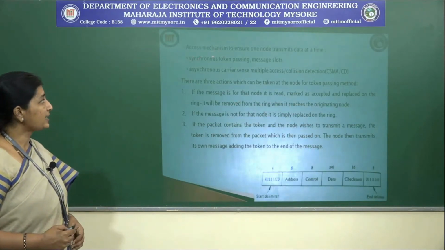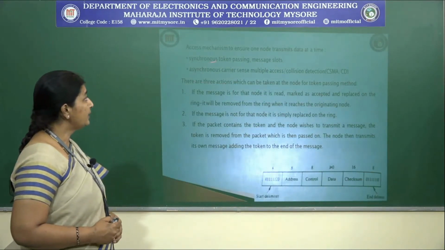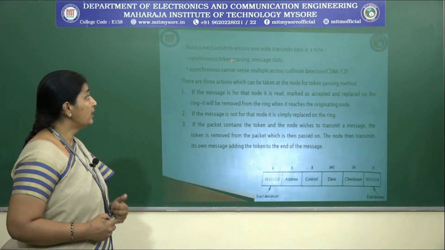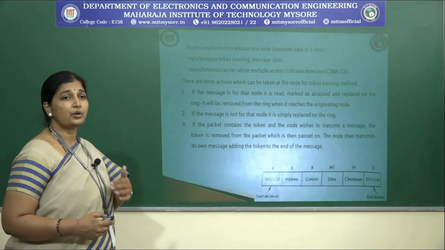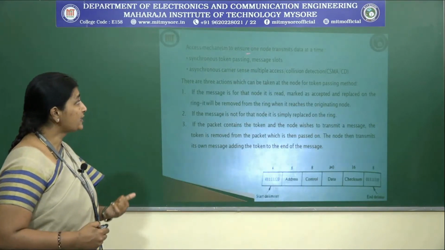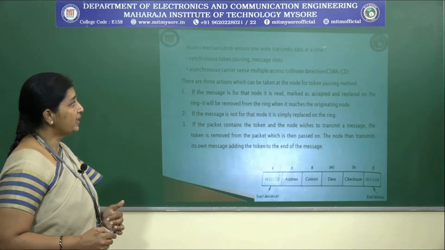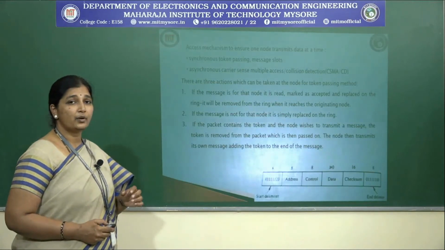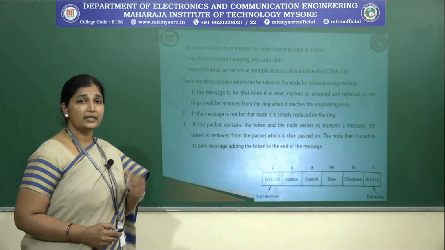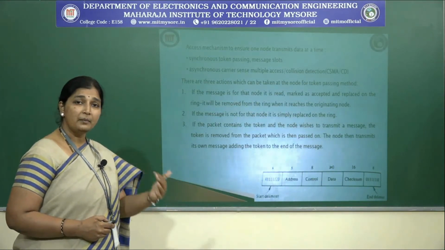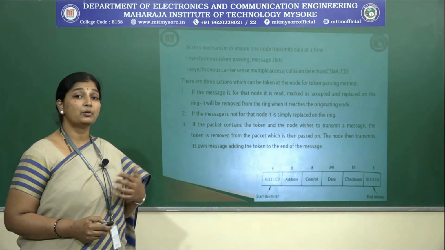And coming to the access mechanism, how you are going to access the data in case of a token ring. You can have either a synchronous token passing message, or message slots, or it can be a simple token. So if you want a simple access mechanism, it is to ensure one node transmits data at a time. Why we are going for access control is because if you have 2 or more nodes trying to communicate at the same instant of time, there can be a collision of information on the same path. The data would be lost, right?